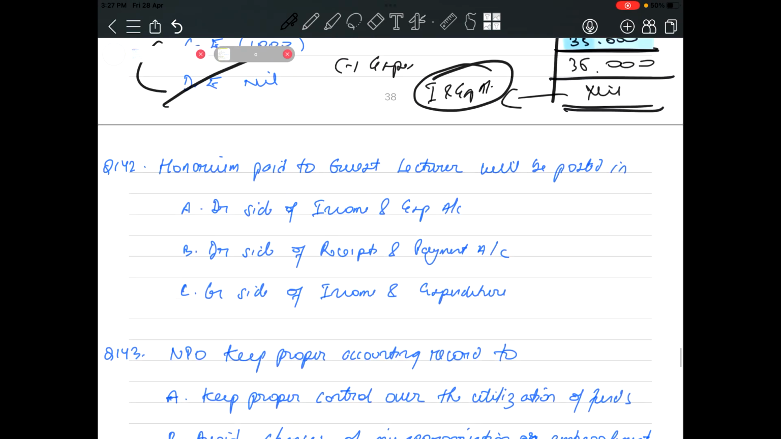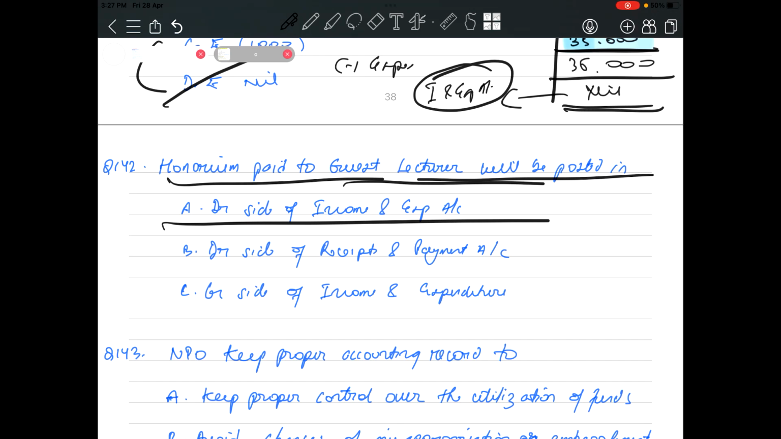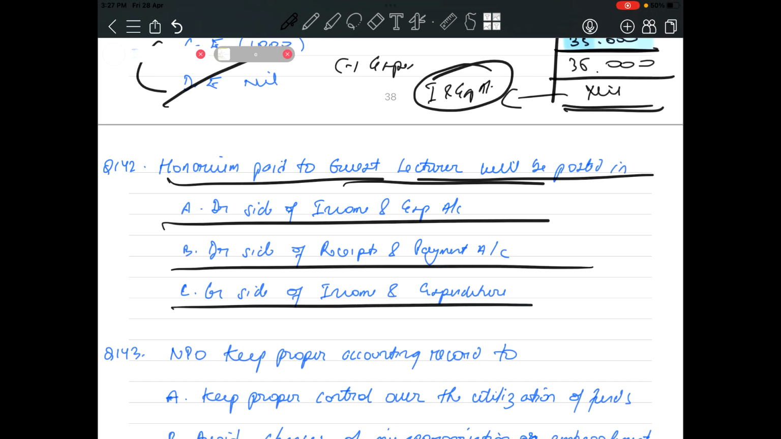Now let's move to question number 142. Again, honorarium paid to guest lecturer, where will it be posted? It is a revenue expense, right? One option says credit side of income and expenditure account. Credit side of income and expenditure account is your income, this is your expense, so this option is not correct. Now there is confusion between A and B. Debit side of income and expenditure account, obviously it is an expense, right? So it will go to the debit side, so this option is correct.